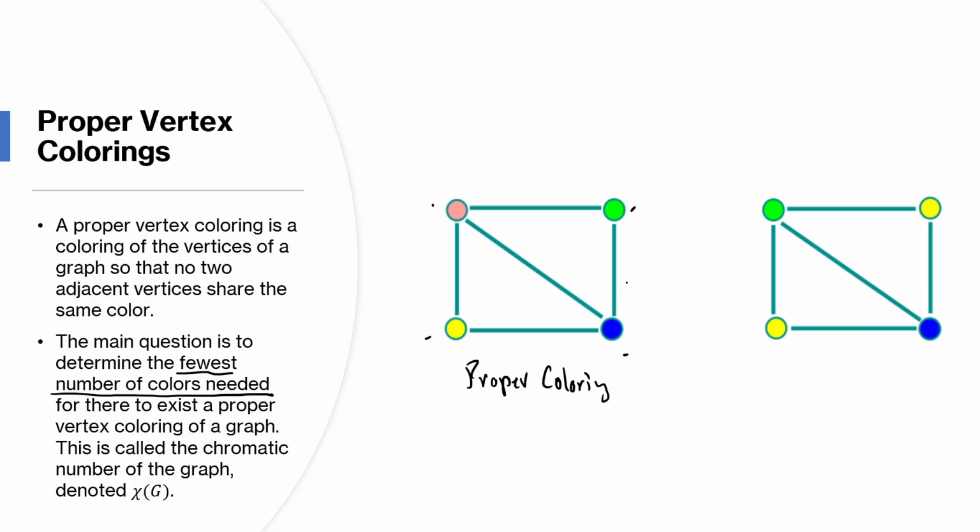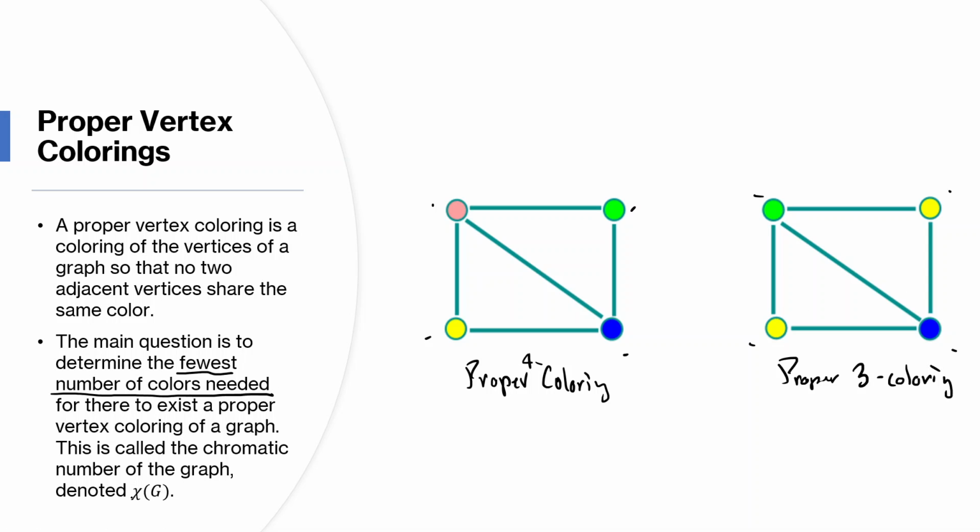The question is, can we use fewer colors than 4? So this is a proper 4 coloring of the graph. Can we use any fewer colors than 4? And the answer is yes. We can actually use 3 colors and still get a proper coloring of the graph. So this is a proper 3 coloring. And so a principal question in this topic is what's the smallest number of colors needed in order to give a proper coloring of the graph?